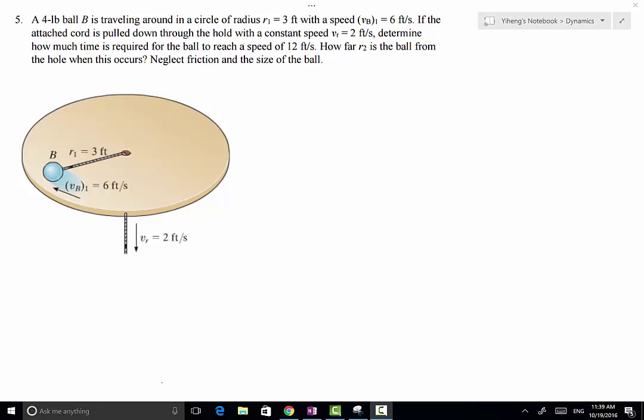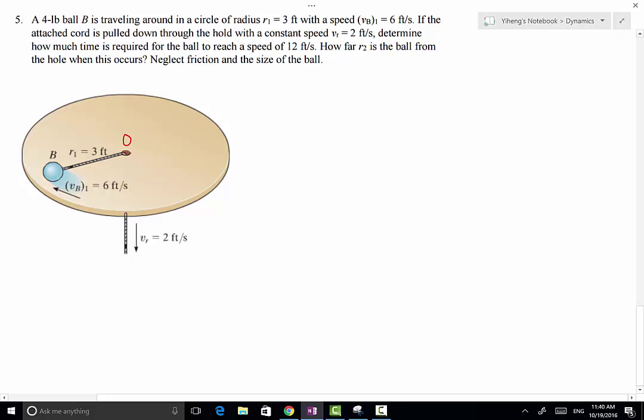In this problem, we have a 4-pound ball B that is traveling along in a circle on this horizontal table. Initially, it has a distance of 3 feet from the center. Let's call this point O. It has a speed that is tangent to its path of 6 feet per second. And then there's a cord on the ball that is pulling it closer and closer to the center.